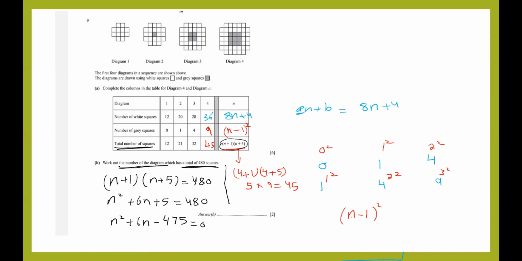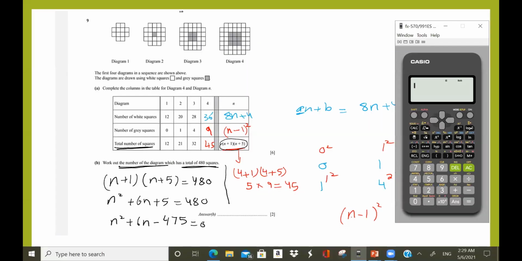Then we do factorization. First, let's use the calculator. We press mode, then 5 for equation, then 3 because it's quadratic. We put the 1 here, a is 1, and b is 6. And then c is negative 475.